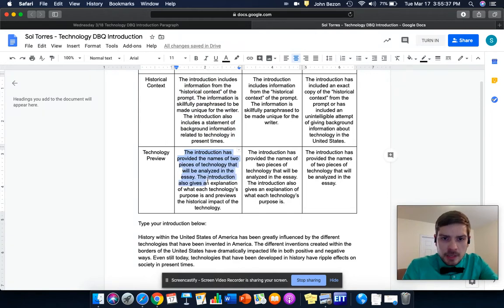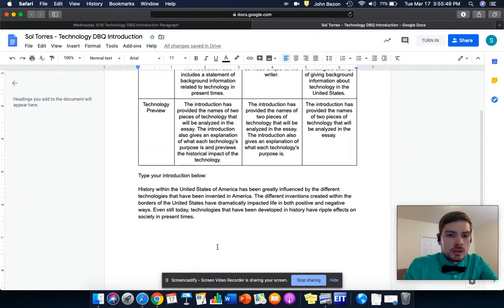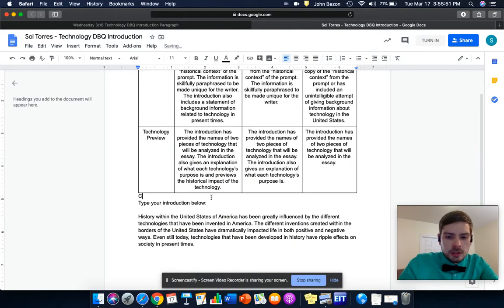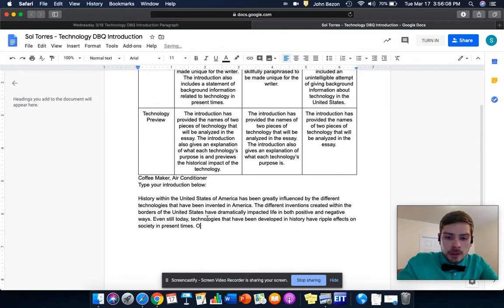The introduction has provided the names of 2 pieces of technology that will be analyzed in the essay. The introduction also gives an explanation of what each technology's purpose is and previews the historical impact of the technology. So I am focusing on a coffee maker and an air conditioner. You are not. You are focusing on either a cotton gin and railroads or cotton gin and nuclear power, one of those 2. One technology developed in America is the coffee maker.